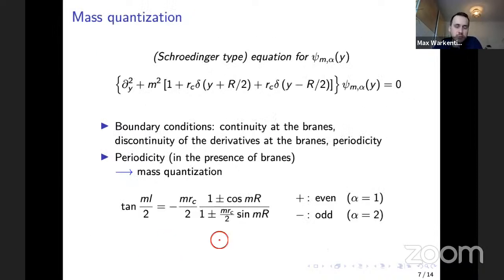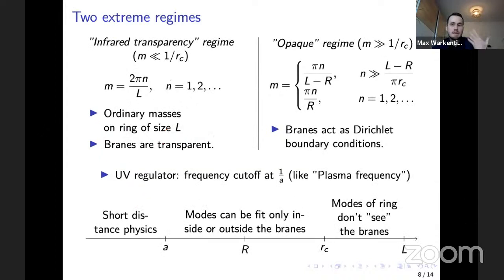Since it is a transcendental equation, it cannot be solved analytically, but we can get a picture. So we visualize the system by taking two extreme cases first. We take the case where the masses are much smaller than 1 over R_c. In this case, the masses are just given by 2 pi n over L, which are just the usual masses for a ring without any boundary condition. So just the ring without branes. So in this regime, the modes don't see the branes.